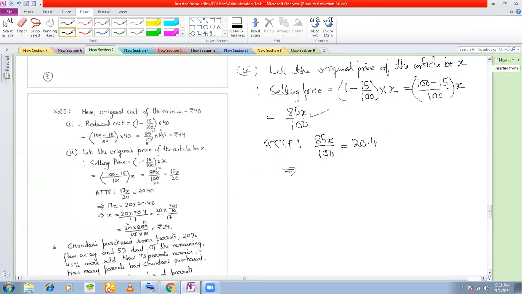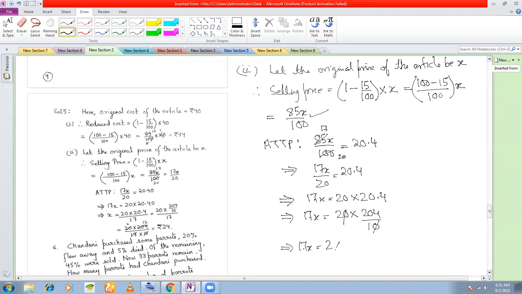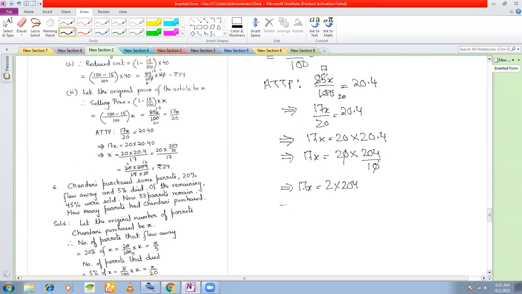So that means now you can cancel here. You're getting 17x by 20 is equal to 20.4. That means 17x is equal to 20 into 20.4, so 17x is equal to 20 into 204 divided by 10. So 10 cancels here, and you're getting 17x is equal to 2 into 204. That means x is equal to 2 into 204 divided by 17. Now 17 will cancel here, and we get 12 times 2, which is equal to rupees 24.